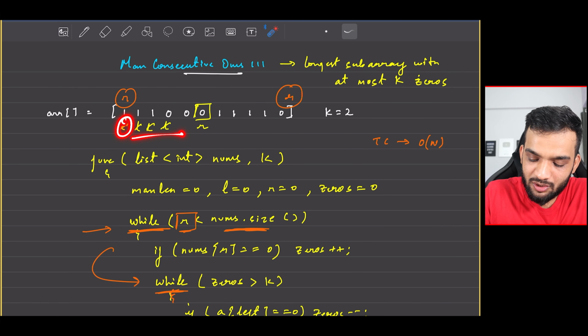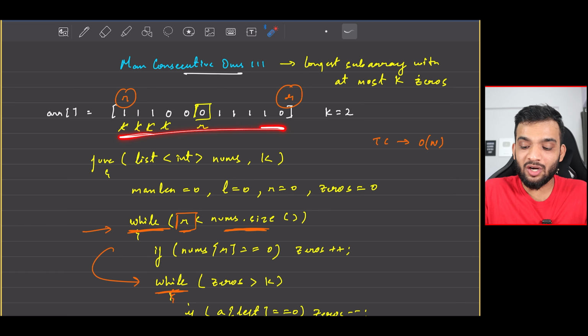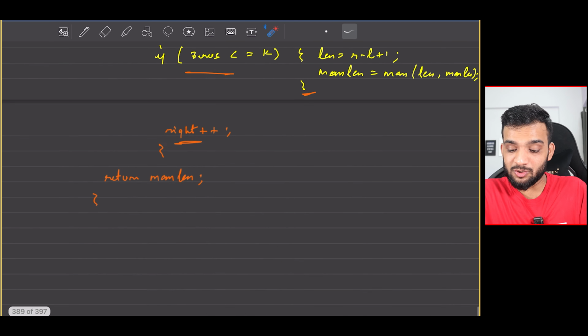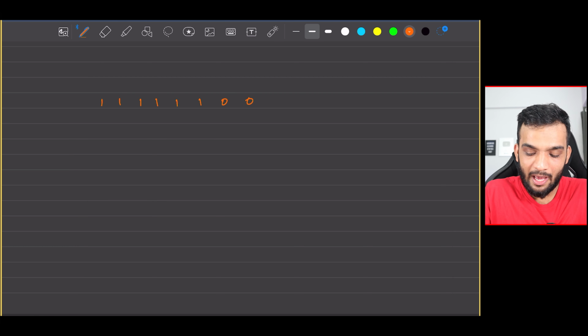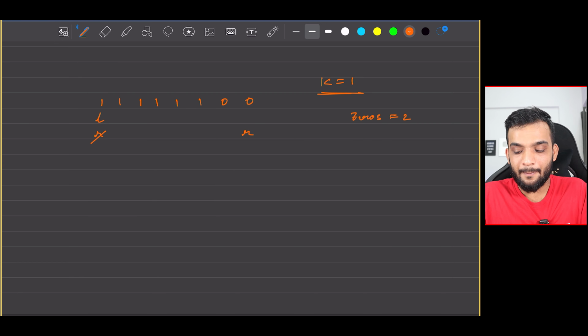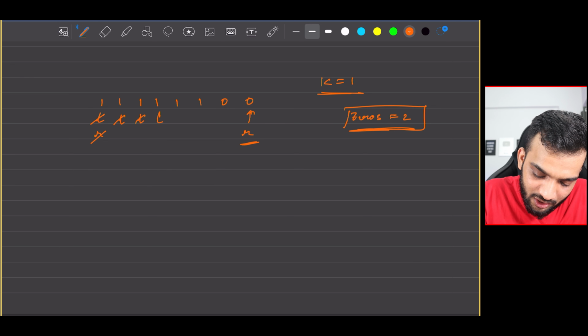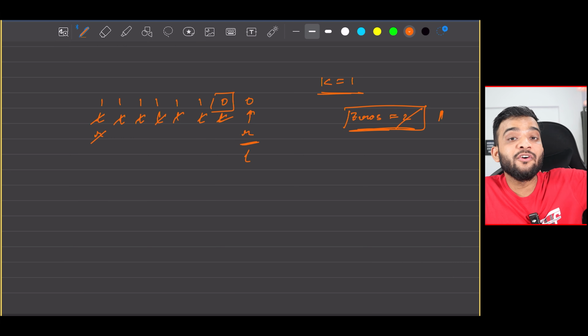What can be the possible scenario? Sometimes this L will run for this much, then for this much, then for this much. Small, small, small. Not N always. The worst possible scenario could be something like this. Imagine you have 1, 1, 1, 1, 1, 1, 1, and then a 0, and then a 0. So what happens is, you take L, you take R, and eventually when the R reaches here, the number of zeros is 2, and imagine K is 1. So the L starts here, goes here, here, here, here, and for this 0, it reduces the zeros to 1, and then it goes here. So at max, it will go like big O of N overall.